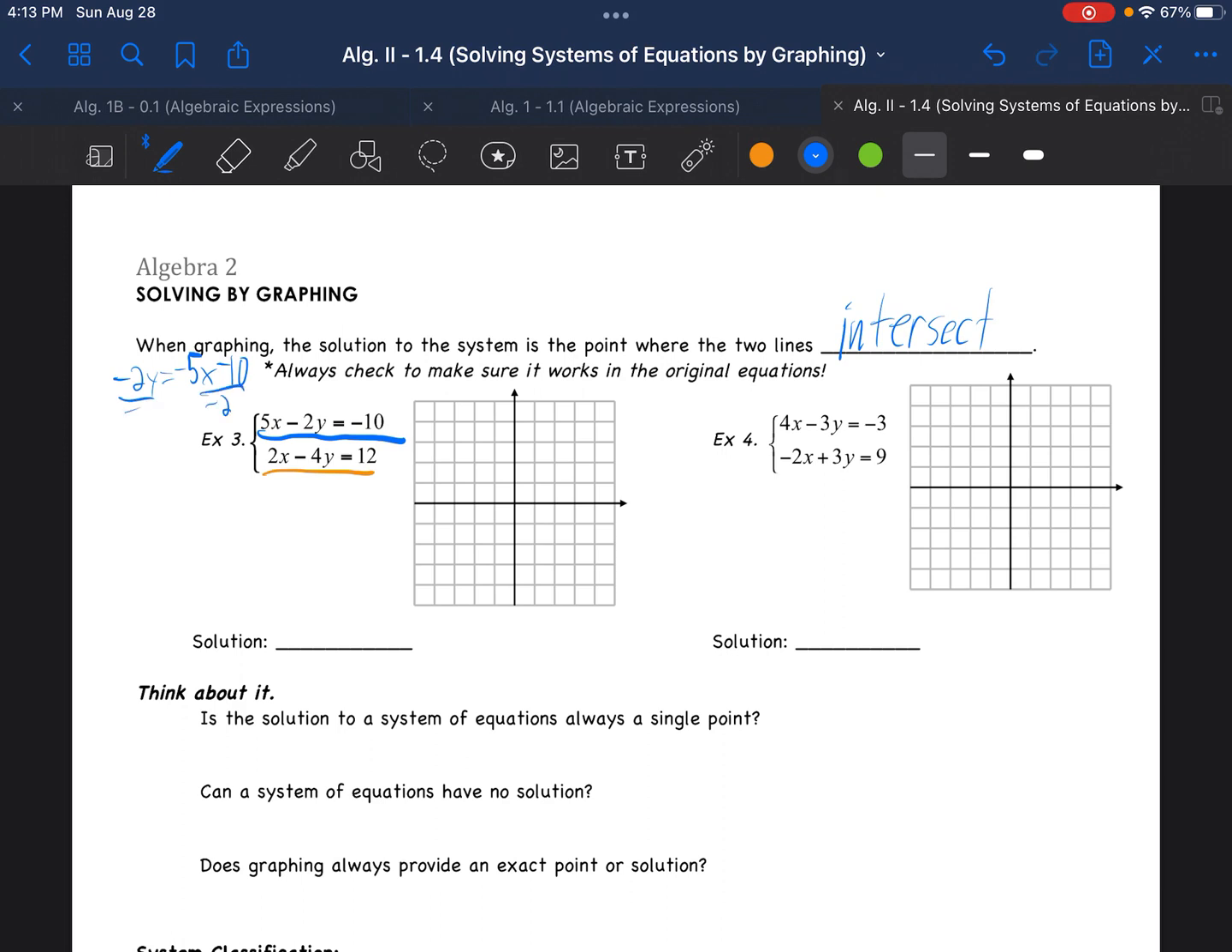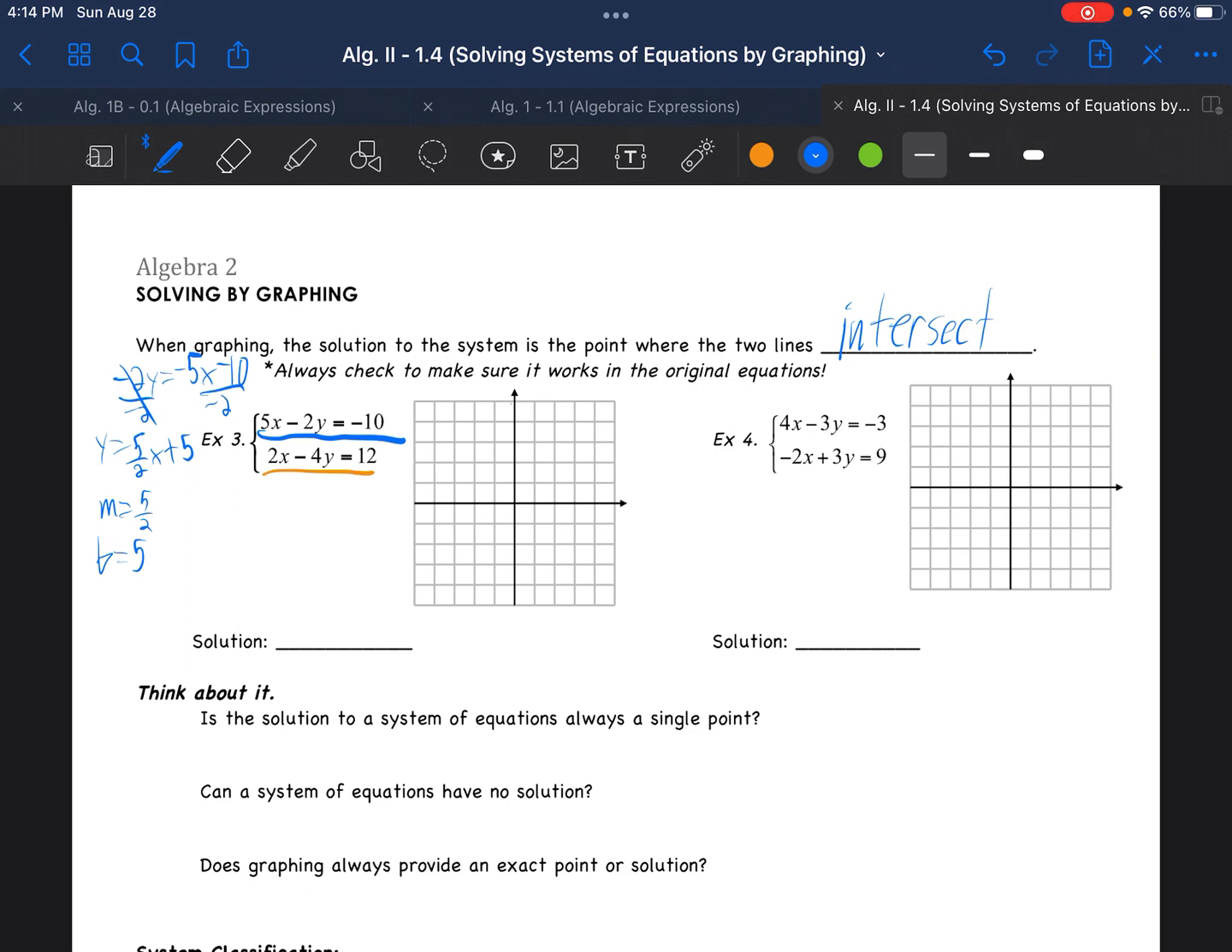Then we divide both sides of the equation by negative 2, which leaves you with y equals positive 5 over 2x, because the negative divided by negative is positive, plus 5, because negative 10 divided by negative 2 is positive 5. So the m, or the slope, is 5 over 2. The b, or the y-intercept, is 5. So I'm going to go ahead and graph that.